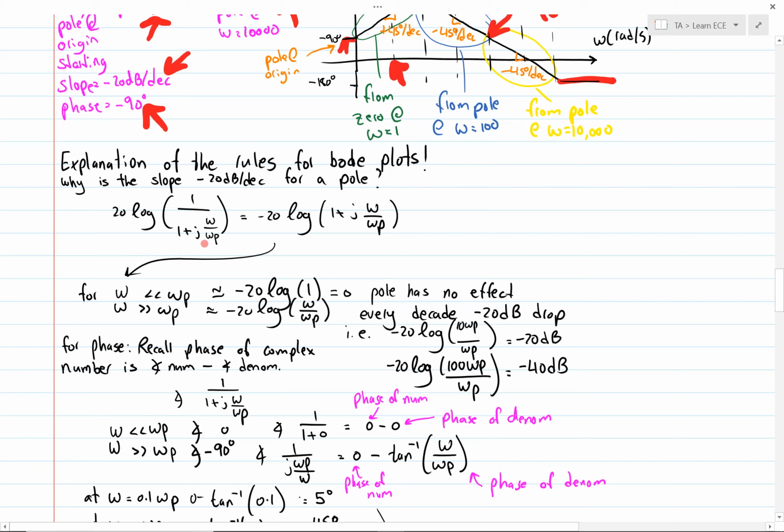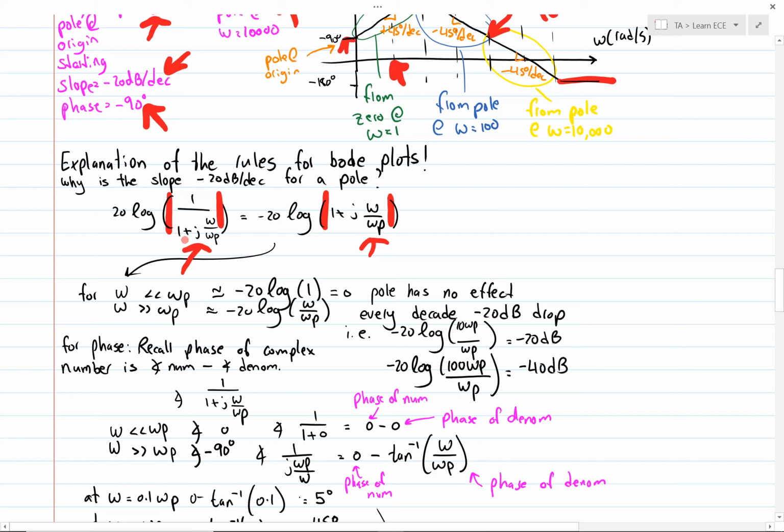Let's say we have a simple transfer function. Hopefully by now it is obvious that this has a pole at omega p. Take 20 log of that. This should actually have the absolute values here. Take 20 log of that, and there you go. It looks like that. So if omega is much, much smaller than omega p, then this term would be very close to 0. So you just get minus 20 log of 1.